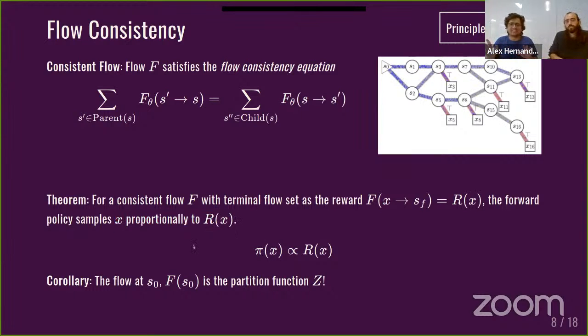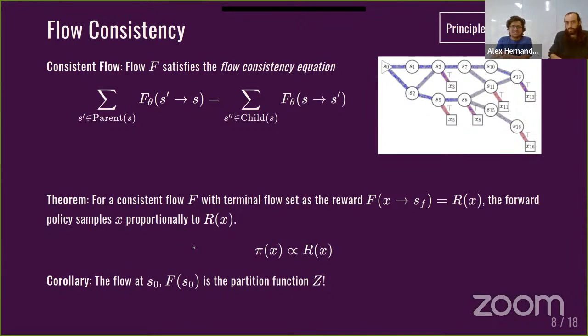So this is essentially the key result: if we are given a consistent flow, then we can sample exactly from the distribution induced by this reward function. Another assumption I should mention is that the reward function is assumed to be non-negative, since we are using it like a density function of a distribution. This is a very interesting result in the sense that if you satisfy this very simple conservation property, you get this amazing result that you can sample proportional to your rewards.